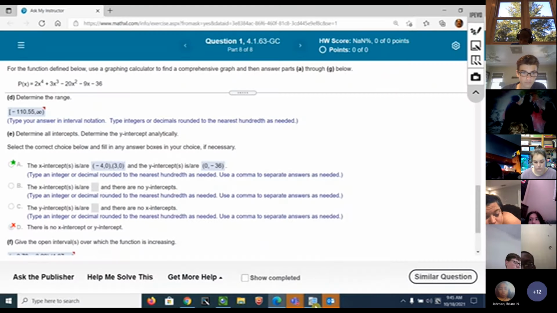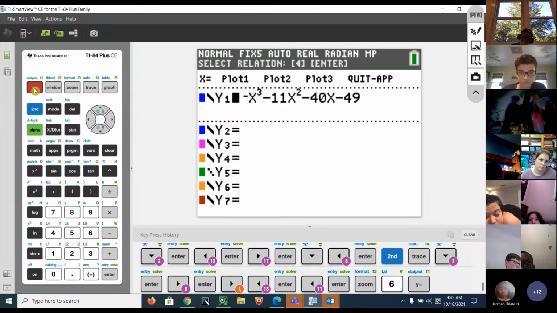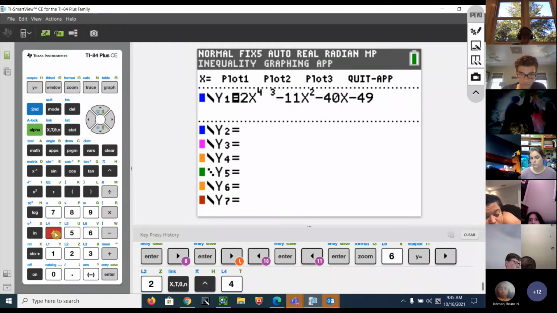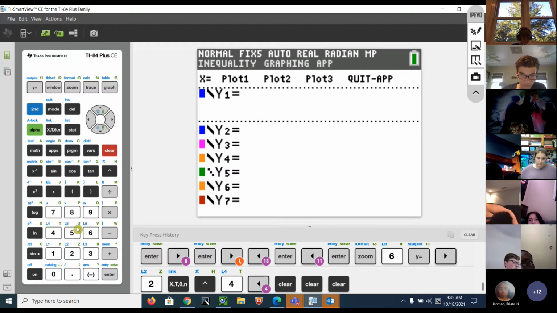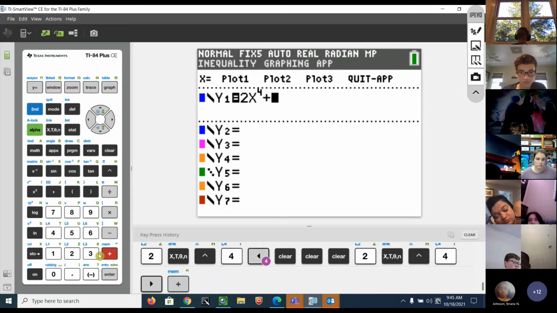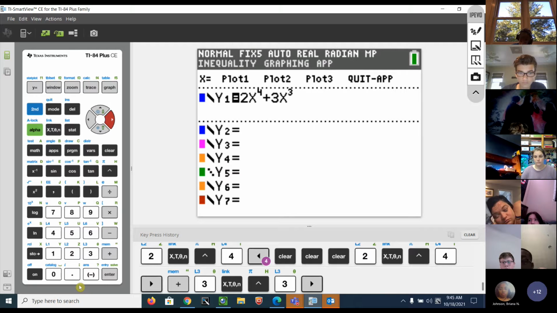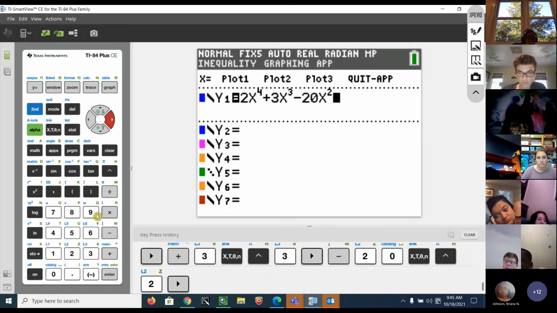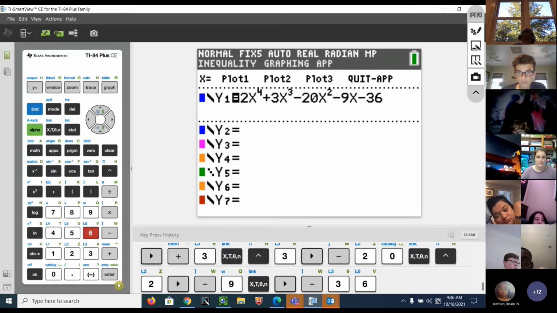All right, so I'm not looking at the directions because I want to see what I can find out without the directions. So this is 2x to the 4th. Go ahead and clear the whole thing, because on these calculators, when you hit that delete button, it just acts weird. So just clear the whole thing. 2x to the 4th plus 3x cubed minus 20x squared minus 9x minus 36 and graph.